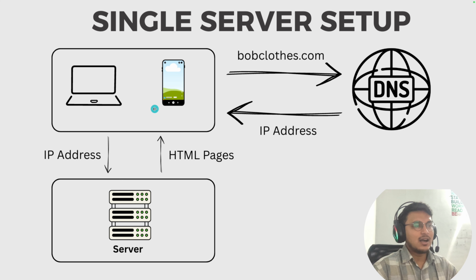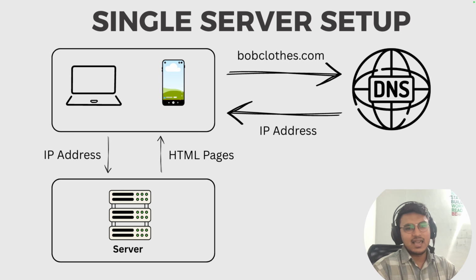So the flow in this single server setup is: the user or client side sends this address to the DNS, and it gives us the IP address. Then this IP address is sent to the servers and we fetch the HTML pages. The user accesses the website through a domain name such as popclass.com. Usually DNS is a paid service provided by third parties and not hosted by our servers. The IP address is returned to the browser or the mobile app.